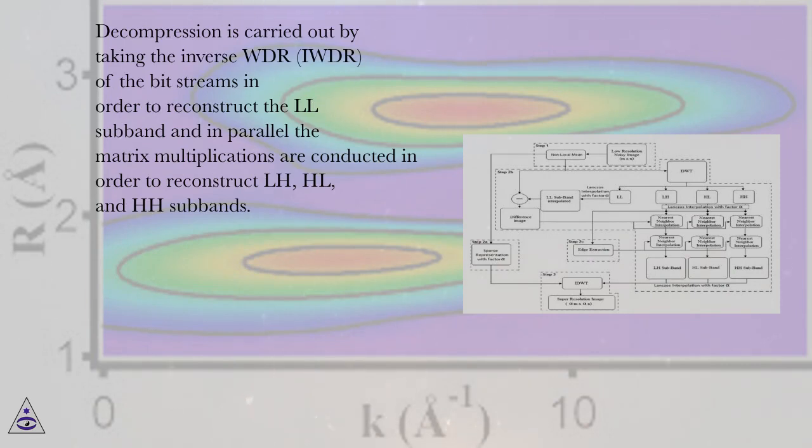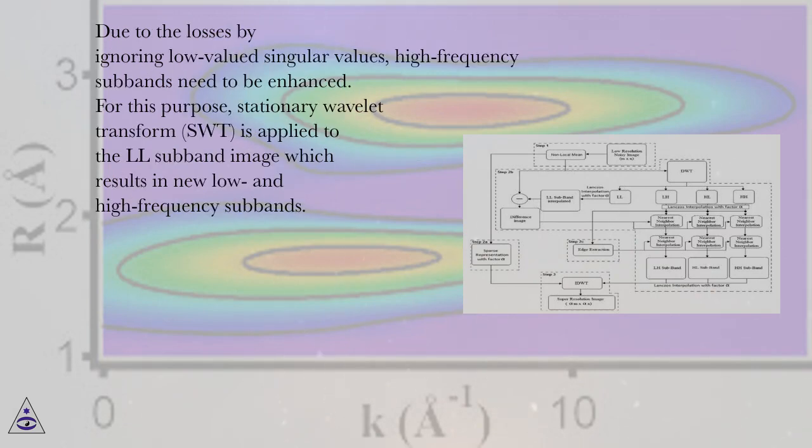Decompression is carried out by taking the inverse WDR, IWDR, of the bit streams in order to reconstruct the LL subband, and in parallel the matrix multiplications are conducted in order to reconstruct the LH, HL, and HH subbands. Due to the losses from ignoring low-valued singular values, the high-frequency subbands need to be enhanced.